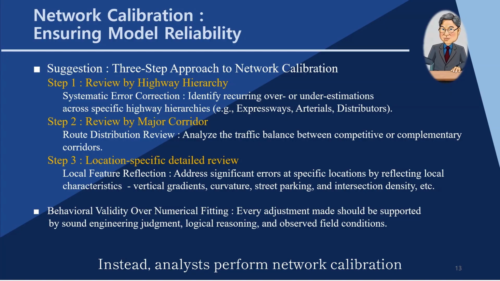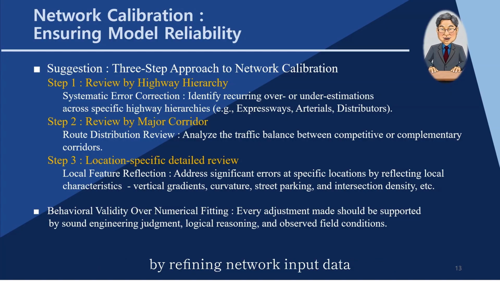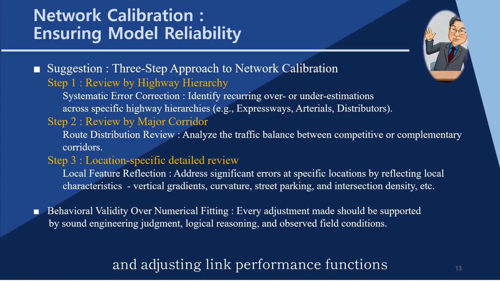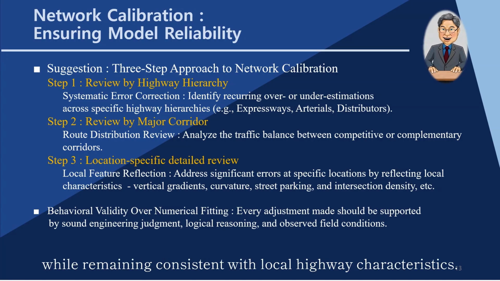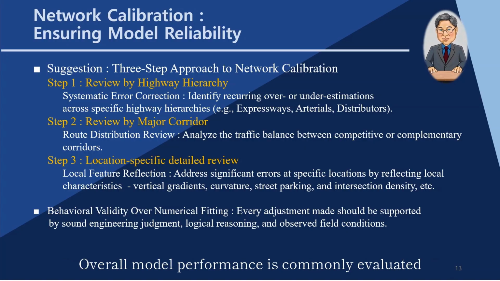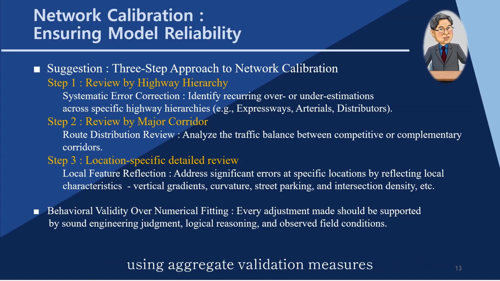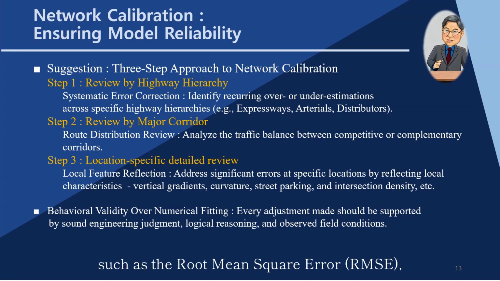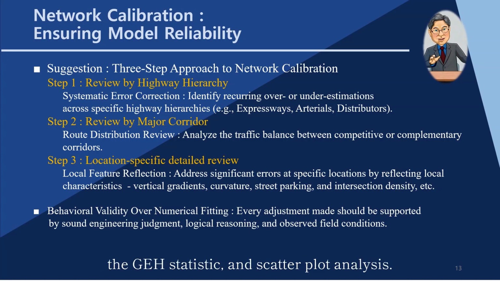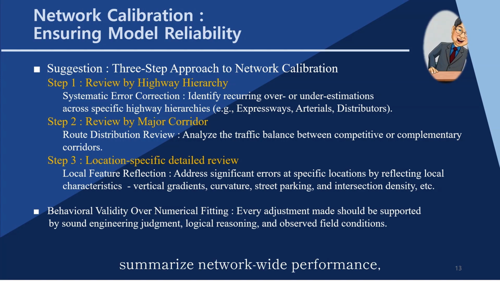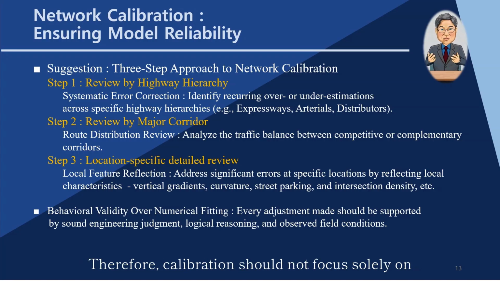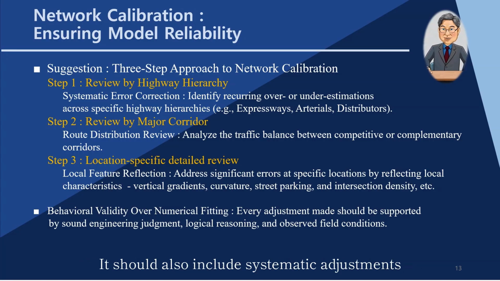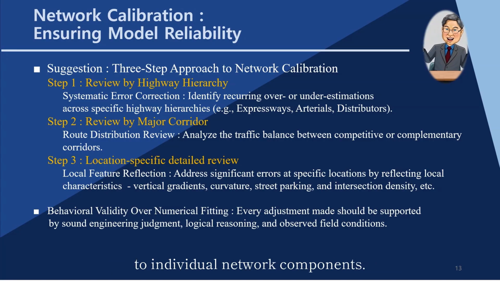Instead, analysts perform network calibration by refining network input data and adjusting link performance functions so that estimated traffic volumes better match observed conditions while remaining consistent with local highway characteristics. Overall, model performance is commonly evaluated using aggregate validation measures, such as the root mean square error, the GEH statistic, and scatterplot analysis. However, because these statistics summarize network-wide performance, they cannot fully identify localized sources of error. Therefore, calibration should not focus solely on achieving acceptable statistical indicators. It should also include systematic adjustments to individual network components.